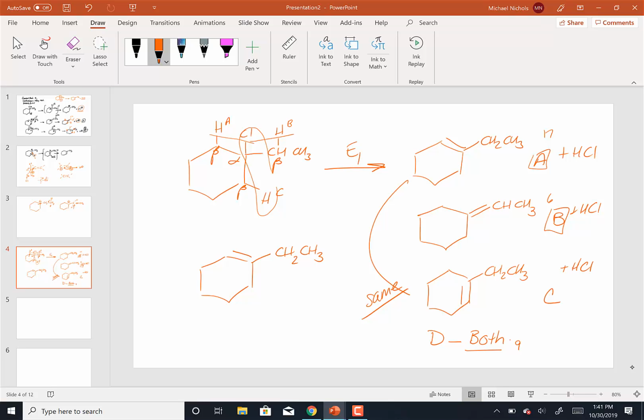Yeah, so it has 3. Okay, are we ready to revote? All right, let's revote. Which one is the major product? A, B, or both of them, D?